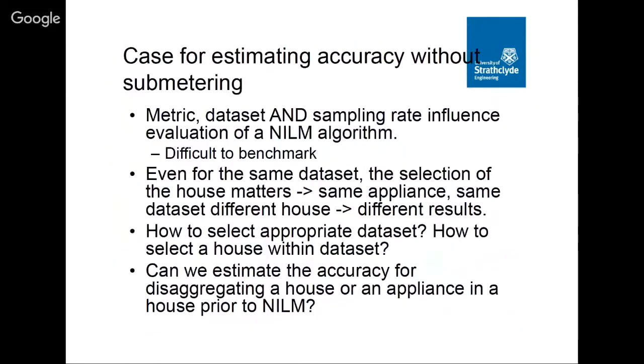Oh, okay, I'm running out of time. So we're making a case that it's difficult to benchmark an algorithm. Metrics are different, data sets are different, your sampling rate, all affect your NILM accuracy. So we now want to show how we can estimate accuracy for a house. If someone comes to me with a data set, prior to running the NILM algorithm and doing all the steps involved, which is quite expensive, can we estimate accuracy and relate it to a metric?